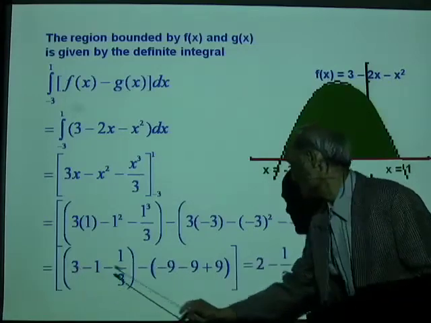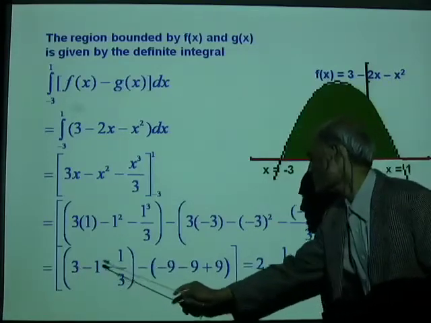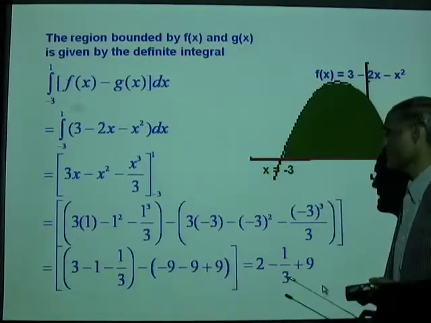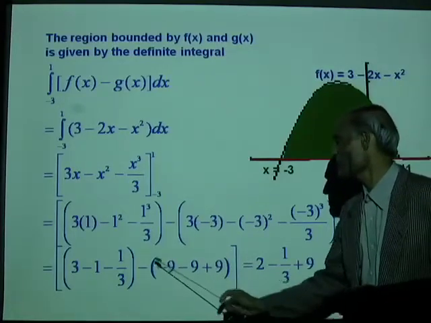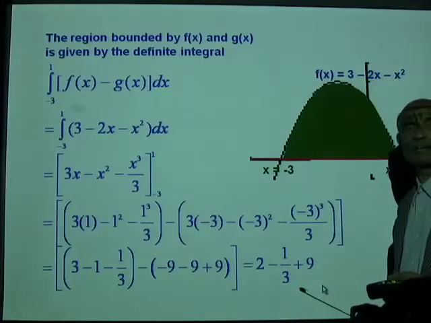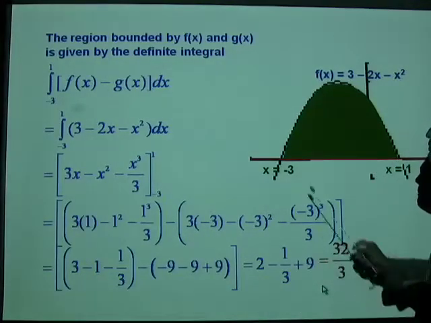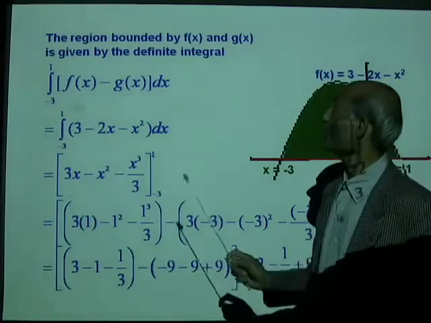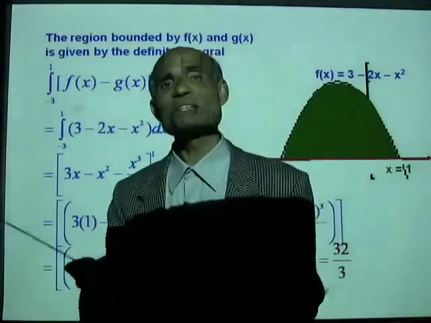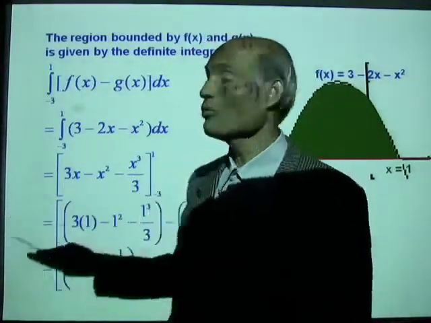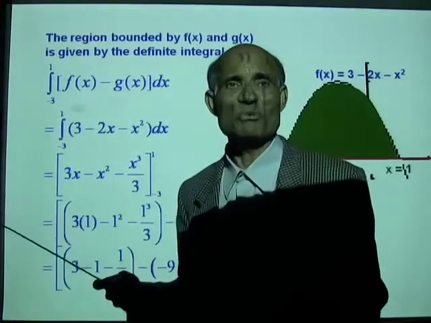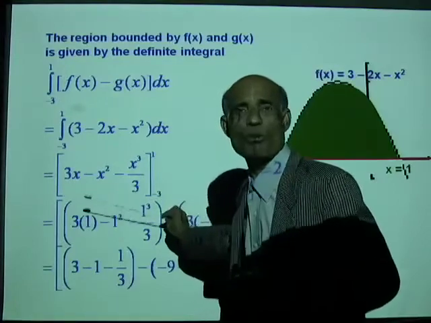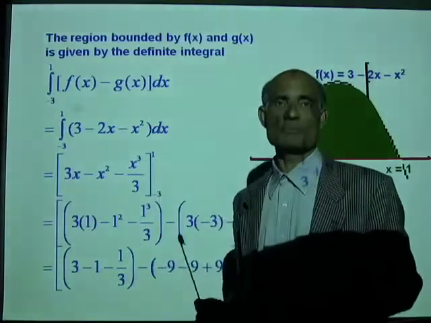You can see here that will be 3 minus 1 is 2. 2 minus 1/3 plus 9. Is that right? This 9, -9 will go, minus -9 is +9. And that will be 32 over 3, the area enclosed by the graphs of f of x and g of x. Well, you must actually practice this. Watching the video will not really teach you. You learn it by actually doing it on your own. So pause the video and try this on your own.